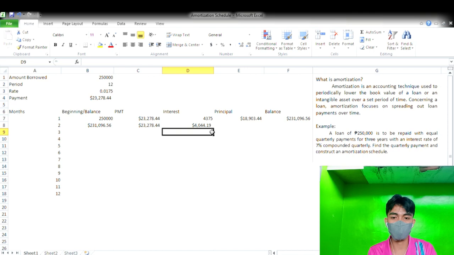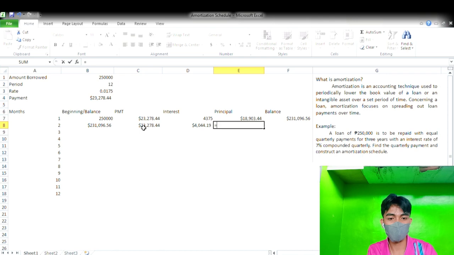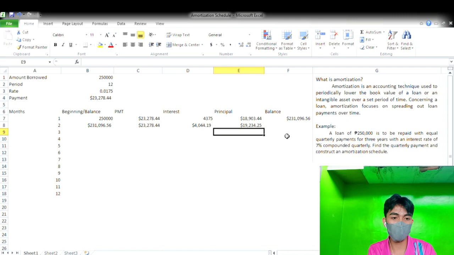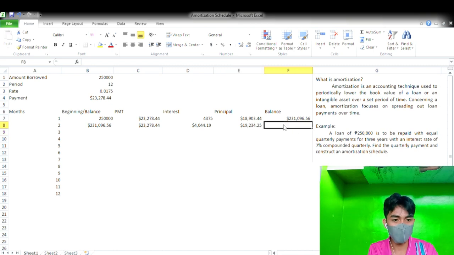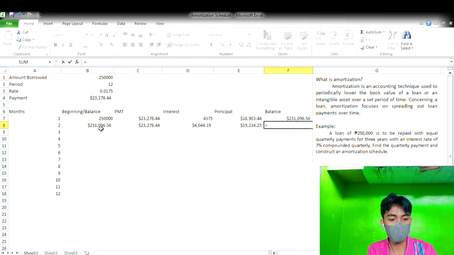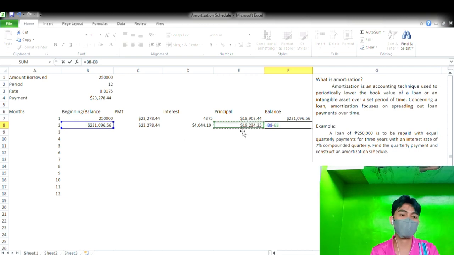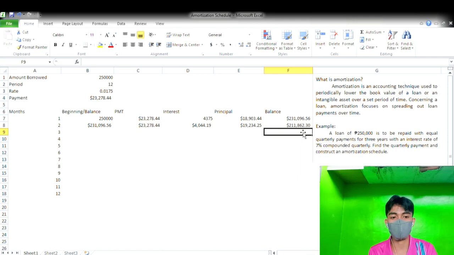And our principal equals sign the payment minus the interest, and that is the principal, 19,234.25, and our balance equals sign the beginning balance minus the principal amount, and we are left with 211,862.30 pesos.